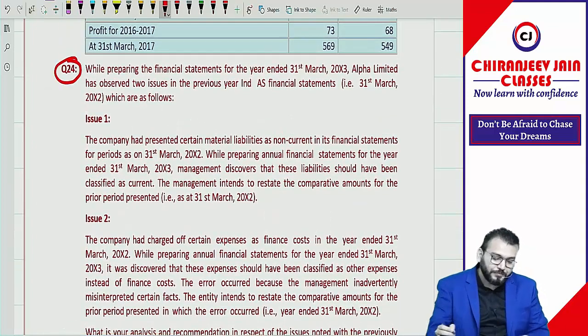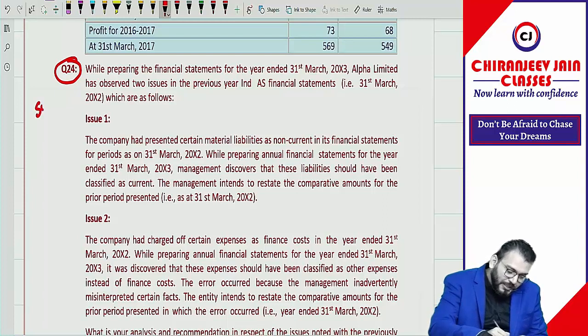Question number 24. Read on super expected.